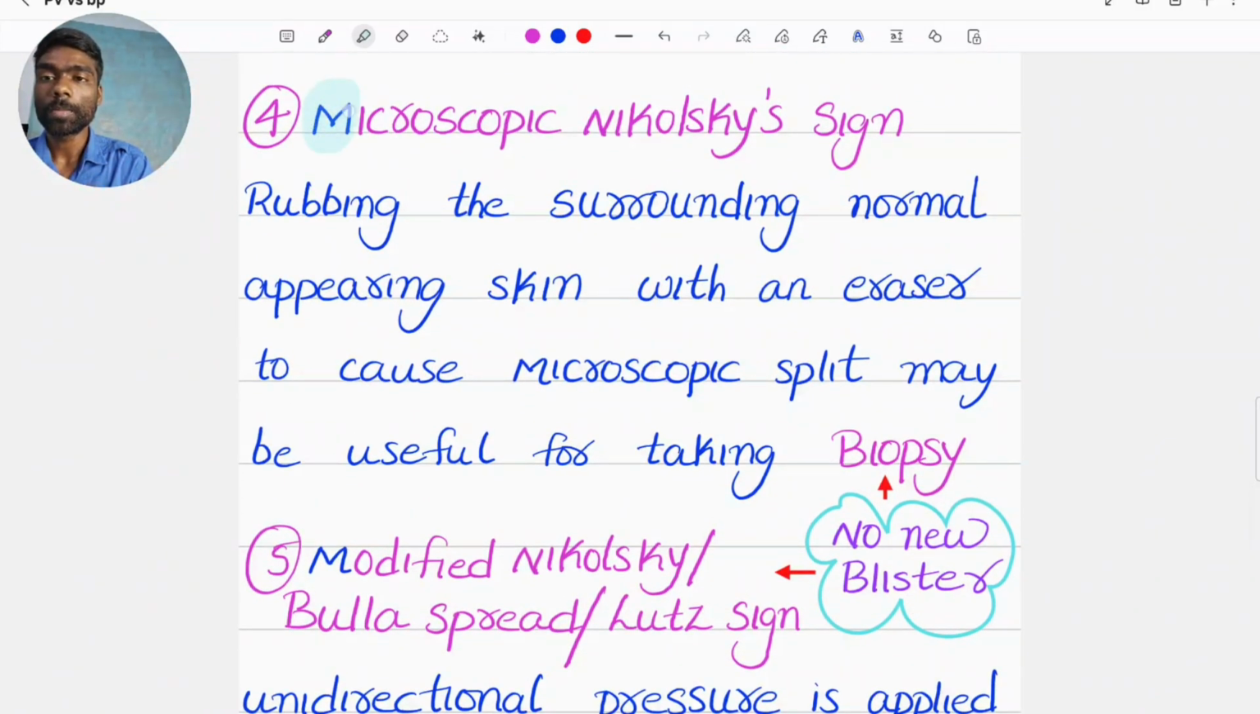Coming to microscopic Nikolsky sign, rubbing the surrounding normal appearing skin with an eraser to cause microscopic split. May be useful for taking biopsy. If no new lesions are there to take biopsy, surrounding the lesion on normal skin, we will rub with an eraser to cause microscopic splits, which we can't appreciate with normal eyes. We will take a punch biopsy and see in the microscope, and we will appreciate that split in the epidermis, suprabasal microscopic split.